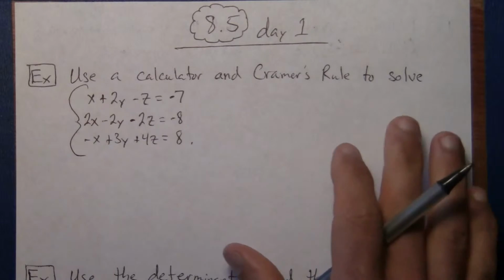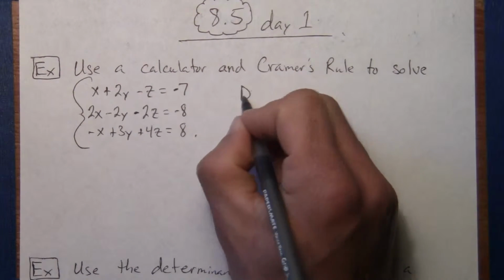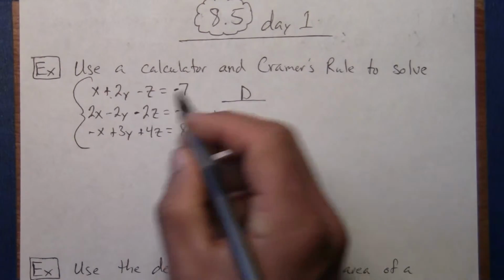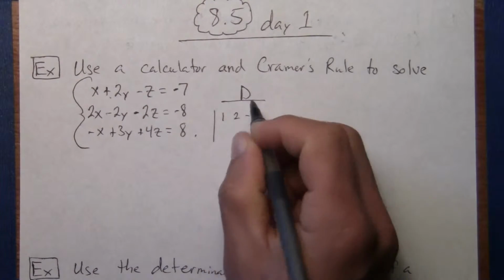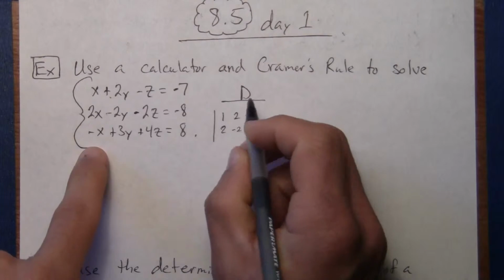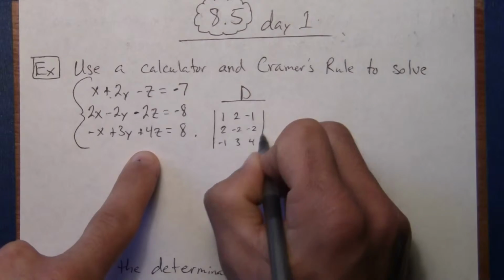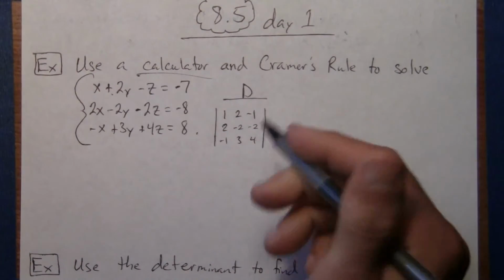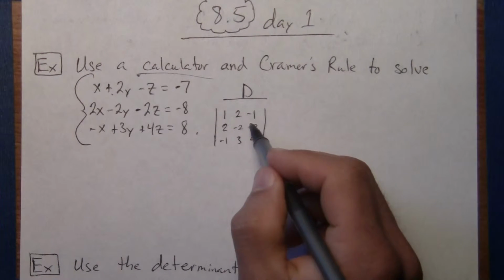Well, if you remember what Cramer's rule is, you have to find a bunch of determinants. So you have to find what we call determinant D, which is really the determinant of the coefficient matrix. So that would be 1, 2, negative 1, and then 2, negative 2, negative 2, and then negative 1, 3, 4. And then I would have to figure out what that determinant is. And that's why they're saying use a calculator, because that would take a little bit of time. Not that it would take forever, but it would take us a little time.